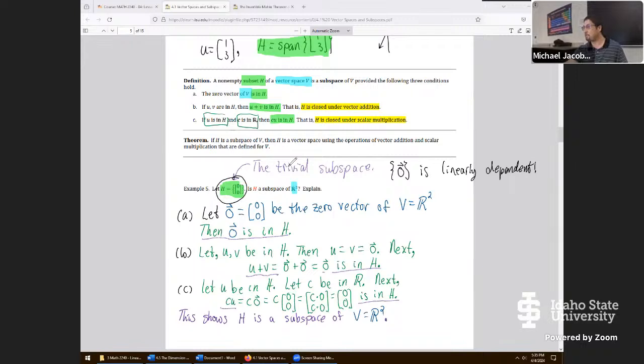And so this is an example of a vector space that has no basis. So now the definition of what we mean by dimension is starting to get complicated. If this one has no basis, it seems kind of natural to say it's dimension 0. And that's the definition we're going to take. The trivial subspace is of dimension 0.